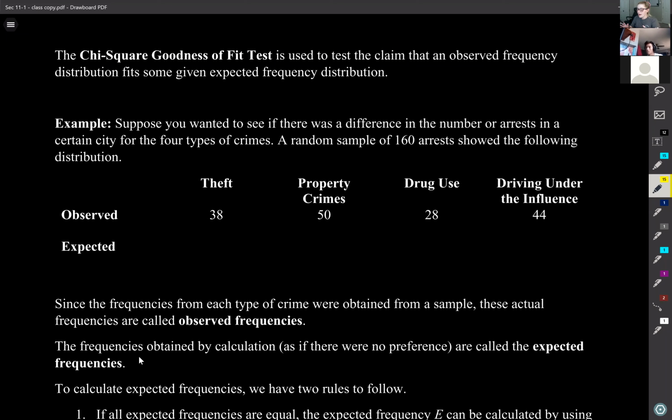Okay, so we have a city and we have this random sample of 160 arrests, and this is what was observed. So this is what we observed from the sample, and then we categorized them. So 38 of them were for theft, 50 were property crimes, 28 were drug use, and 44 were driving under the influence.